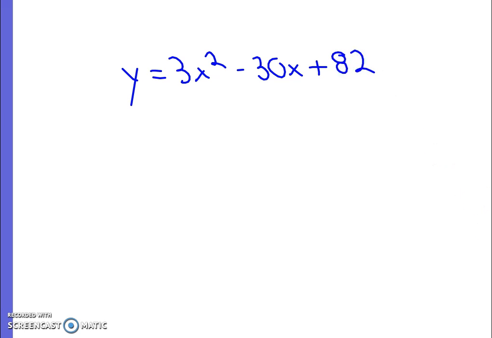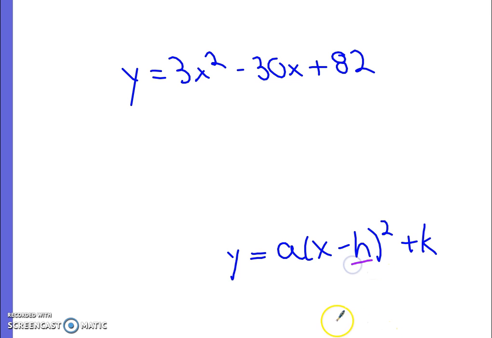So over here on the next page, I'll write y equals 3x squared minus 30x plus 82. Okay. Well, what you're going to learn about vertex form is that when it's all said and done, this number right here, this h, tells you where the parabola bottoms out. It's going to tell you the x-coordinate of where it bottoms out. And k tells you the y-coordinate of where it bottoms out.